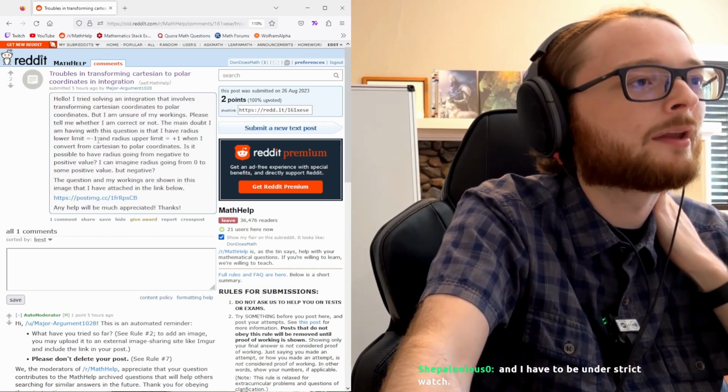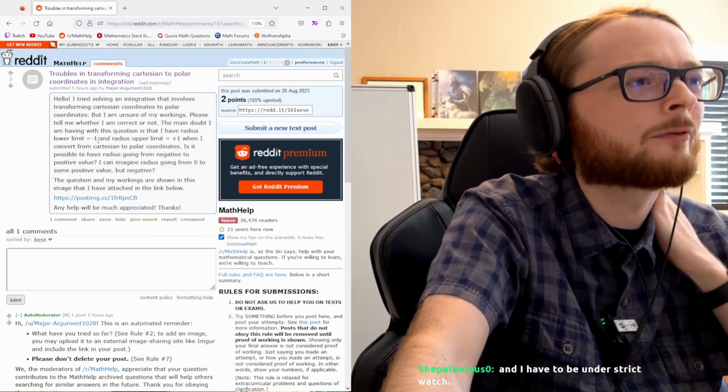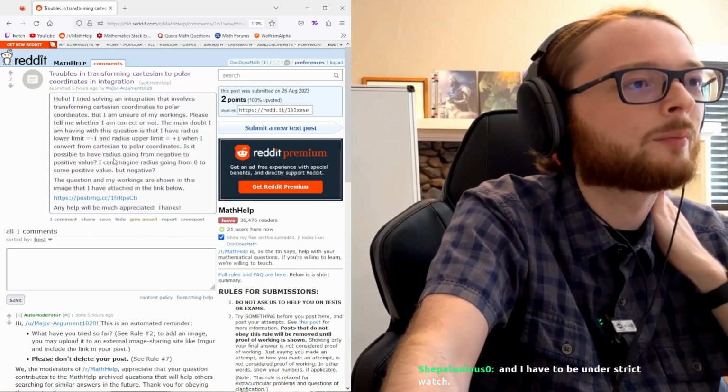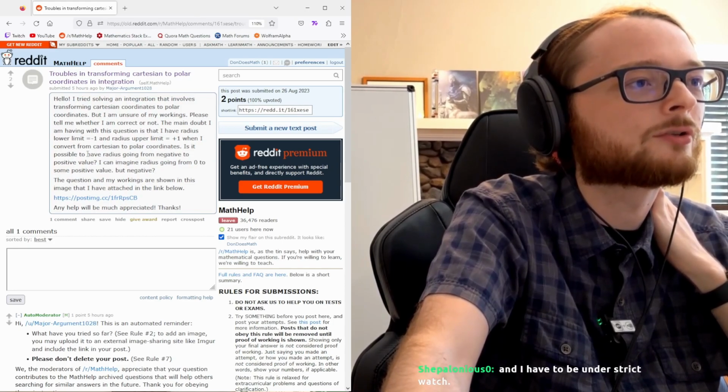The radius with lower limit negative. A negative lower limit for the radius. That's probably not going to be right. It'd be some very weird situation, or you have to mess with your theta angle.